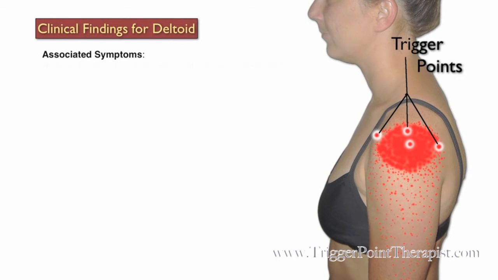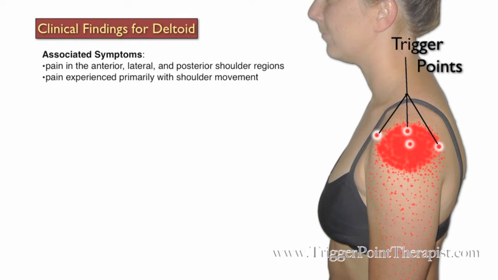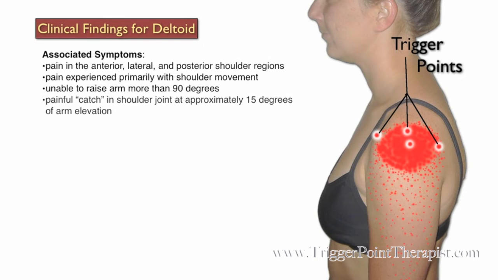Let's take a look at the clinical findings for the deltoid trigger points. Clients with active trigger points in the deltoid muscle may complain of pain in the anterior, lateral, and posterior shoulder regions. And they may also say that the pain is experienced primarily when they move their shoulder. They're usually unable to raise their arm more than 90 degrees. And they also complain of a painful catch in their shoulder joint when they raise their arm to about 15 degrees.